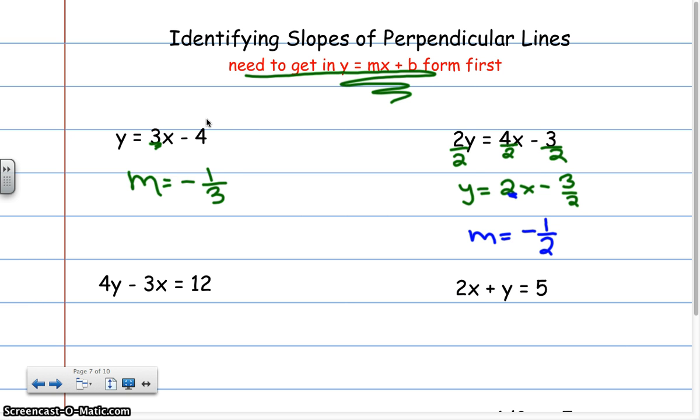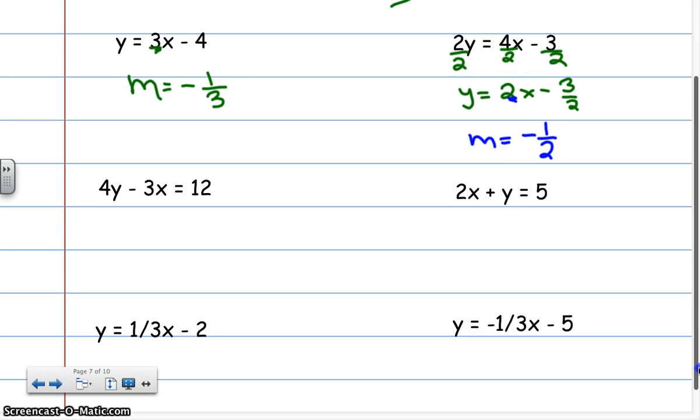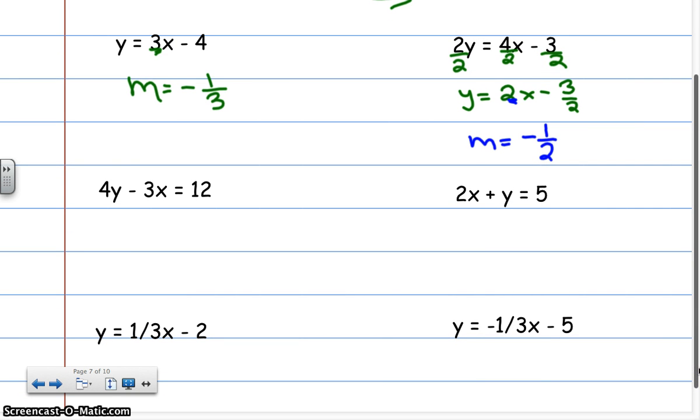Negative 1 over 2. This is where it gets tricky, because we're doing a lot of steps here. We're getting the y alone, looking at the slope, and then realizing we need to make it the negative reciprocal. Okay, this one I need to move my 3x over first. That would be plus 3x. Then I divide through by 4. So my slope of this line is 3/4.